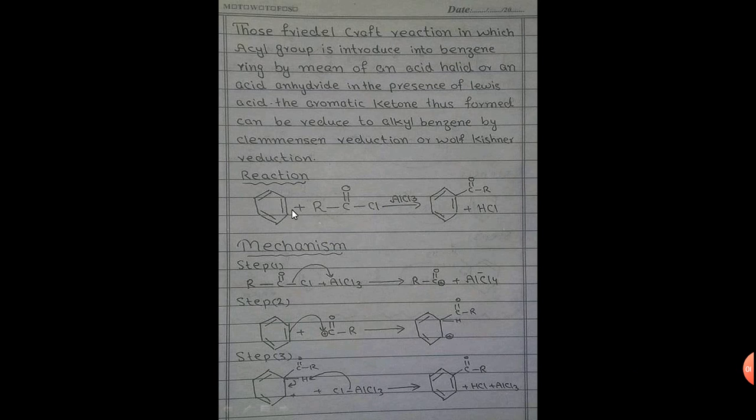When this one, an acyl chloride, is treated with an aromatic compound, the same thing happens: the aluminum chloride will abstract the chlorine. When it abstracts the chlorine, it forms aluminum tetrachloride with a negative charge and also a carbonium ion with a plus charge. So this one acts as the electrophile, coming to attack the nucleophile, which is the benzene ring.